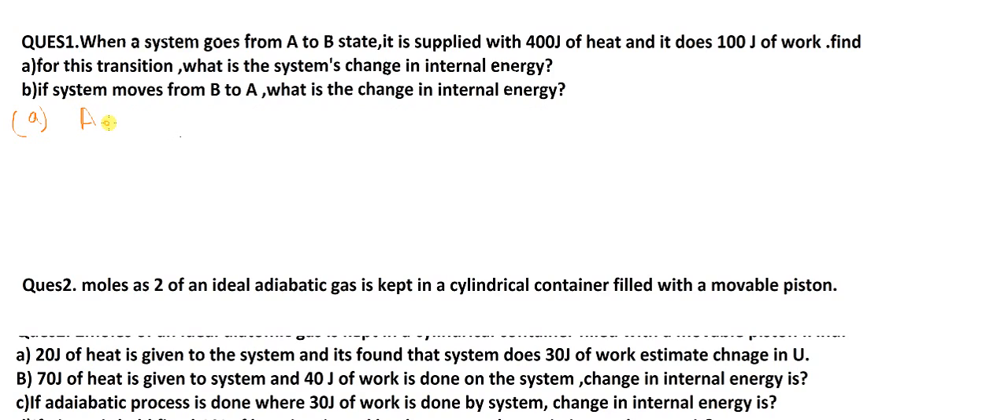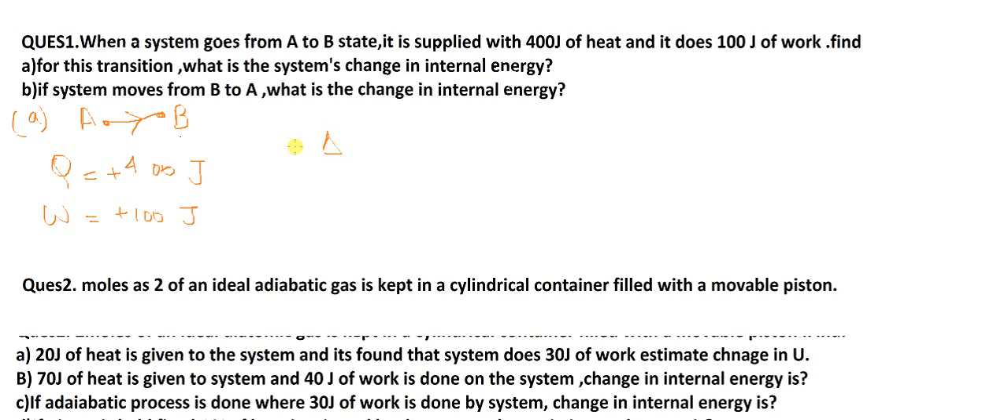The system is going from A state to B state. This is the flow, and we know that heat is supplied to the system, that is positive then. And it says that it does 100 joules of work. Since the system is doing the work, that is again positive. So we apply the formula.